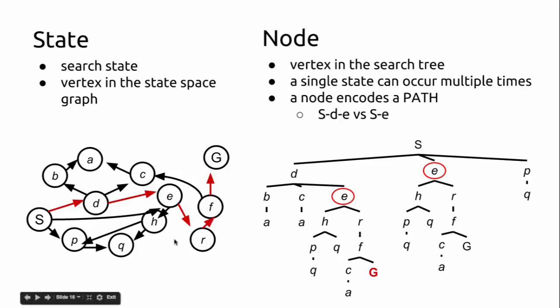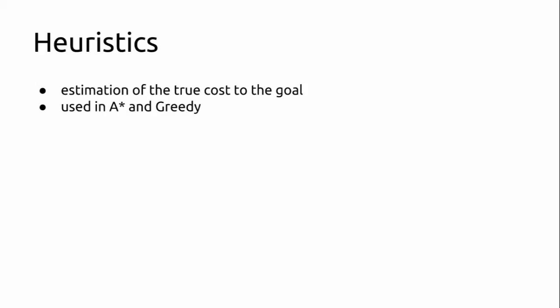All right, excellent. Let's move on. So the last topic that I wanted to cover is heuristics. And what a heuristic basically is, is an estimation from every state of the true cost to the goal from that state. And we're going to use it in our A-star search and our greedy search.